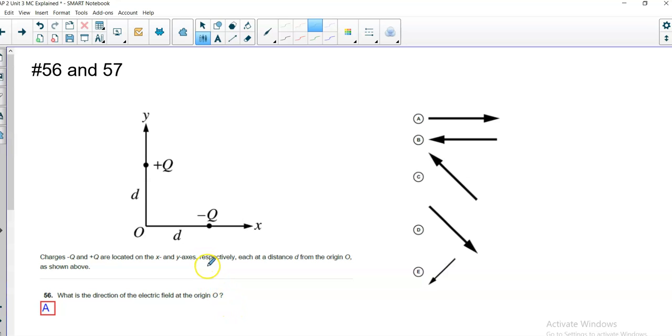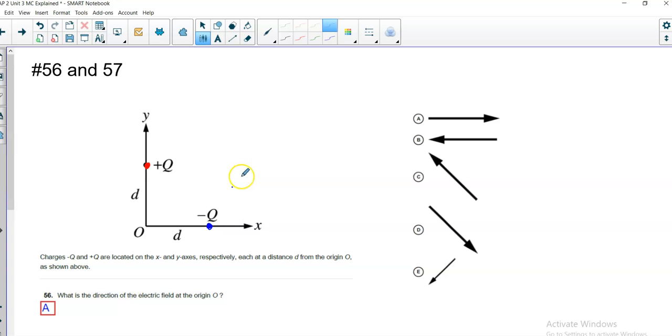Alright, so there's a couple questions here, 56 and 57. Charges negative Q and positive Q are located on the X and Y axes respectively, each at a distance d from the origin. What is the direction of the electric field at the origin? So, I've done this a few times. If you do all the multiple choice, you should start getting the feeling like, I've done this problem before. And that's fine. You could even skip. If you got to this problem, you'd be like, I can figure it out. You want to skip it? That's fine. If you want to do it just to reinforce, it shouldn't take you too long.